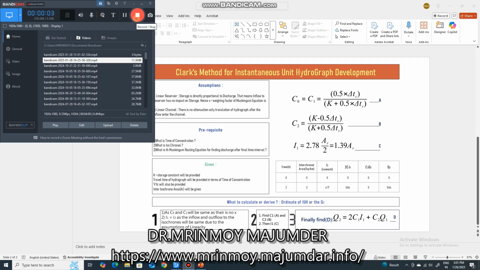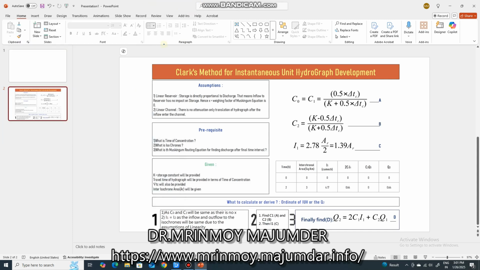Hello and welcome to a new video where I will explain Clark's method for instantaneous unit hydrograph development, how you can develop or generate a unit hydrograph with the help of Clark's method. This tutorial comes under the flood routing methods, and this is an example where the Muskingum routing equation is modified to generate unit hydrographs.